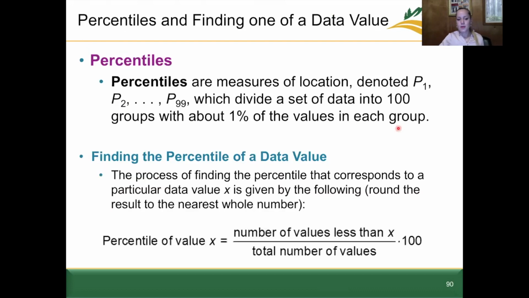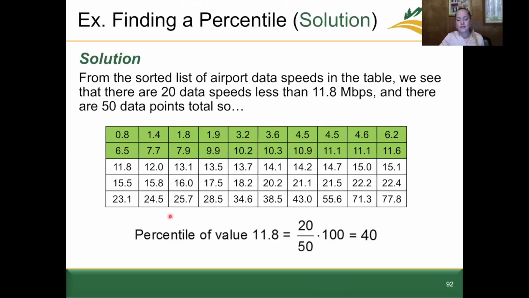Now going back to the equation really quickly, we calculate the percentile of our value x by taking the number of values less than x divided by the total number of data values multiplied by 100. So let's put in our numbers here for this example. So for the percentile value of 11.8, we have 20 data values that are less than that data value of 11.8, right? We have 10 times 2. We have 20 data values less than 11.8.